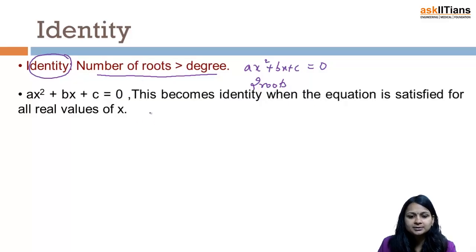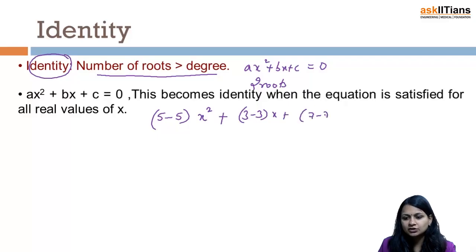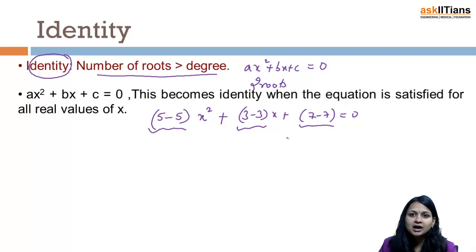Suppose I take a simple example, students. I form an equation like this. 5 minus 5 into x squared, 3 minus 3 into x plus 7 minus 7 equal to 0. Okay, so first thing that you will say, ma'am, it is not a quadratic equation, it is not a linear equation. Yeah, definitely. Because here this part is also 0, this is 0 and this is 0. So it is no more an equation. So what it is becoming?